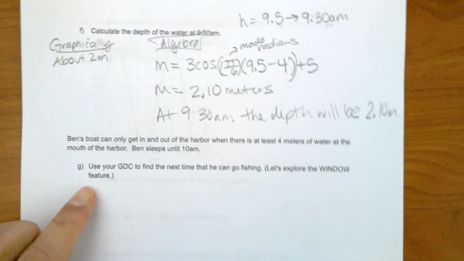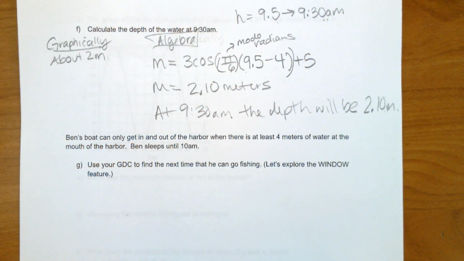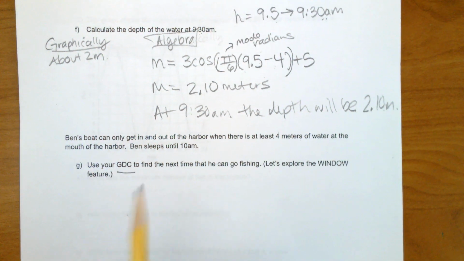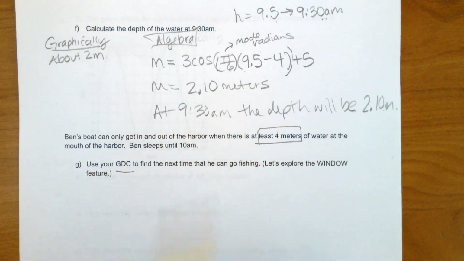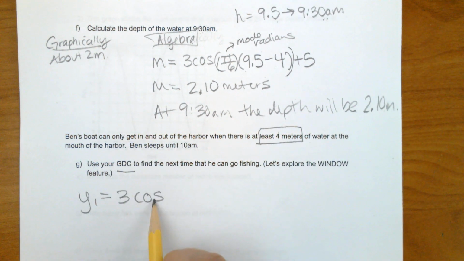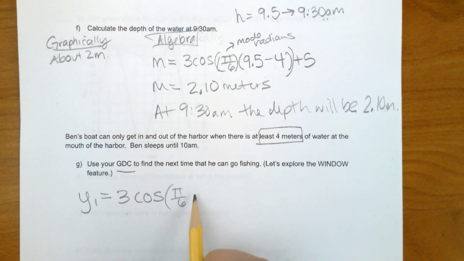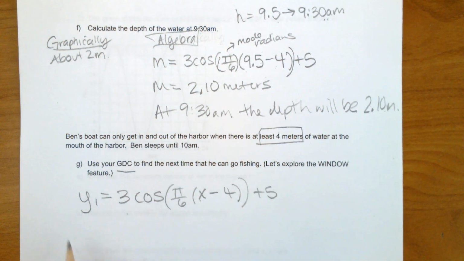Okay, so we need to use our graphical display calculator to find the next time that he can go fishing. We're going to be exploring the window feature. All right, so graphical display calculator. So here what they want us to do. So we have at least 4 meters. So we're going to have our original equation. And I'm going to put in an x here. I like using x and y so much better.